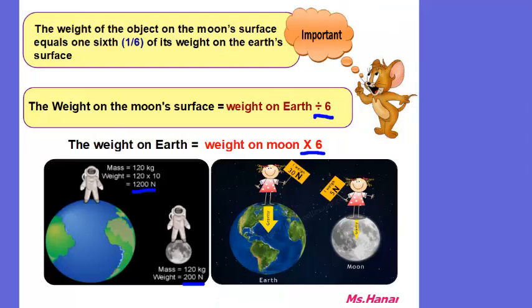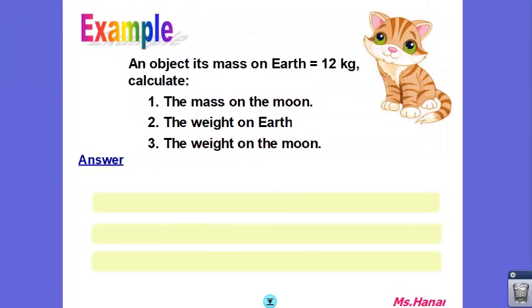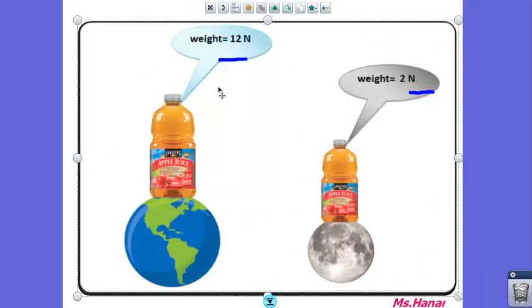Another example, this boy, his weight on Earth equals 360 Newton. So its weight on Moon equals 60 Newton. 360 divided by 6 equals 60 Newton. Okay? Also, the weight of this juice equals 12 Newton on Earth. So its weight equals 2 Newton on the Moon. 1/6 of its weight on Earth. Okay?